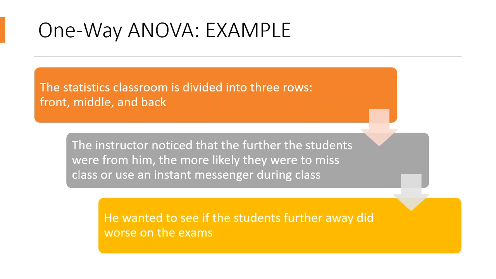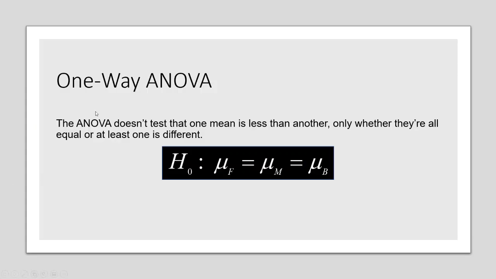Here, the first thing that we need to do is identify our hypothesis. First, we have the null hypothesis. The ANOVA doesn't test that one mean is less than another, only whether they're all equal or at least one is different. So in ANOVA, again, we don't identify what the differences between the three samples are. We are just identifying if there's a difference between the three samples, not the value of the differences. This is our null hypothesis, which assumes that the means of the populations are all equal: the mean of the front, the mean of the middle, and the mean of the back are equal.